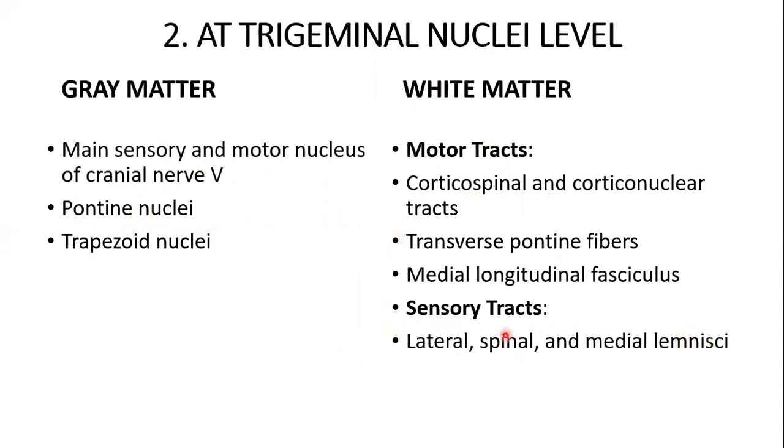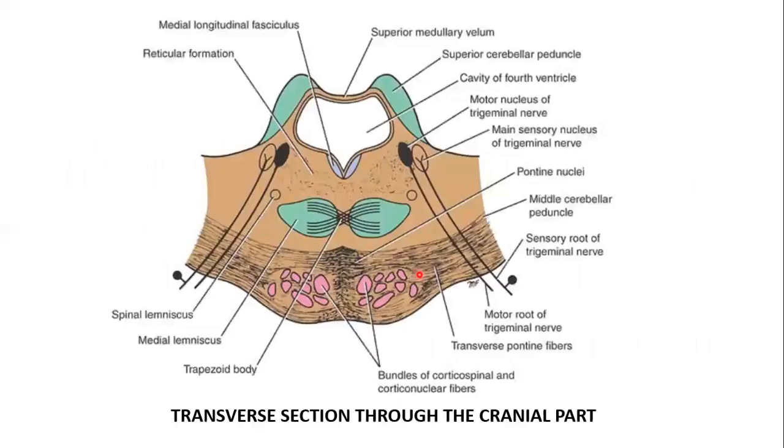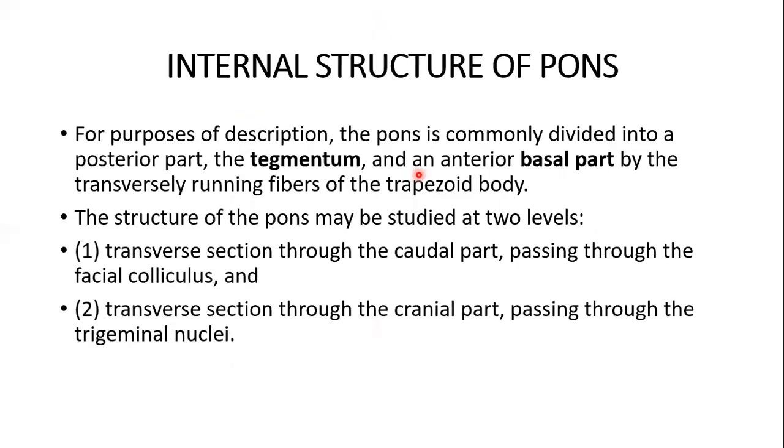These I've told you, the lemnisci. The three are mentioned. One is also the trigeminal lemniscus. I told you the mnemonic as well: My tongue speaks louder. So this is the section to discuss and focus on. This is the cranial part. What is present at that? The main sensory nucleus of the trigeminal nerve, right? Focus.